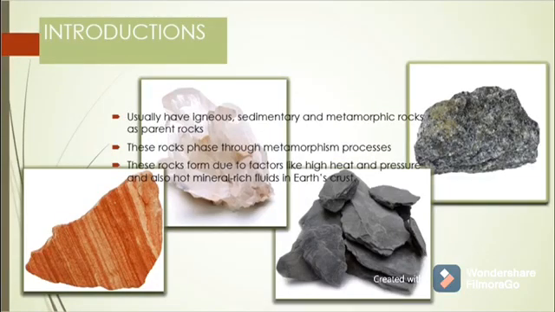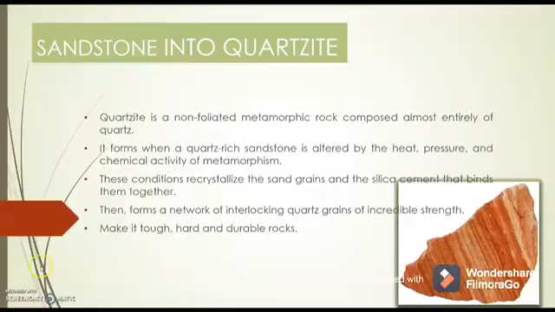Okay, as an introduction, metamorphic rocks usually have igneous, sedimentary and old metamorphic rocks as parent rocks. These three rocks pass through the metamorphism process to turn into metamorphic rocks, and this process happens due to factors like high heat and pressure, and also hot mineral-rich fluids, which is magma in the earth crust.